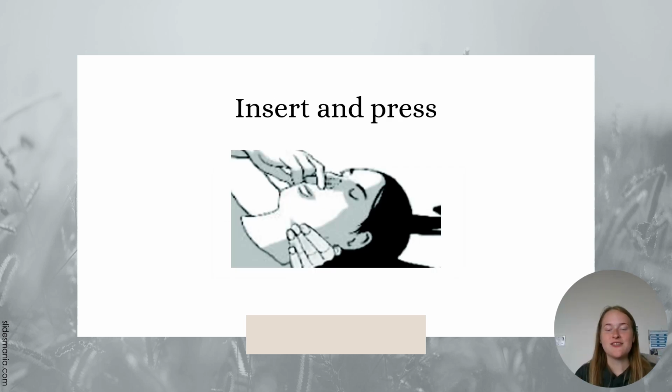Once you're ready to administer the naloxone, you're going to tilt the individual's head back, supporting their neck with your hand, and gently insert the nozzle into one nostril until your fingers make contact with their nose. Once in place, press firmly on the plunger to release the medication like so.